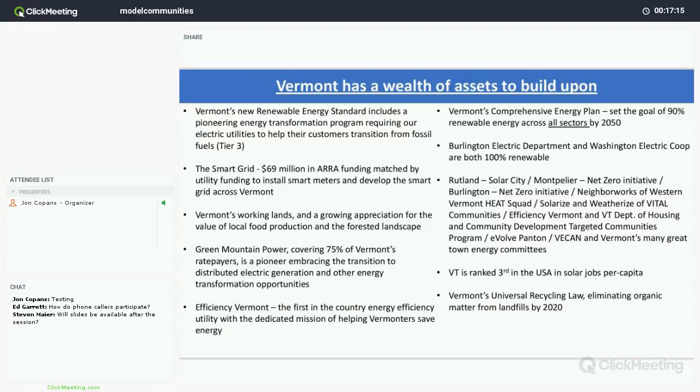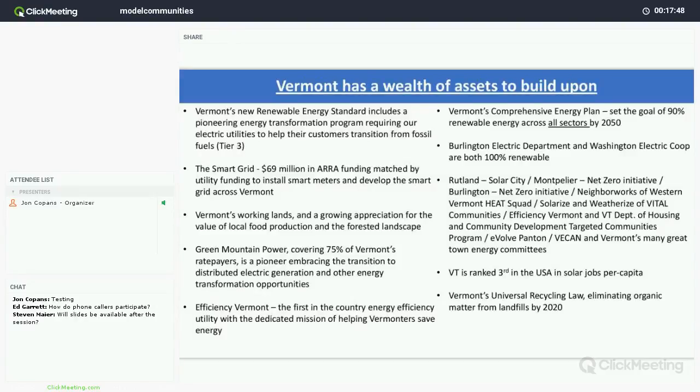Those are all tremendous assets, and as we build this Model Communities program, we are very much trying to build it from the collective learning that has happened in those various initiatives. Finally, we're ranked 3rd in the country in per capita solar jobs. That's a good measure of just the economic potential, and we have passed in Vermont a universal recycling law that again is leading the nation by requiring the elimination of organic material from landfills by 2050.